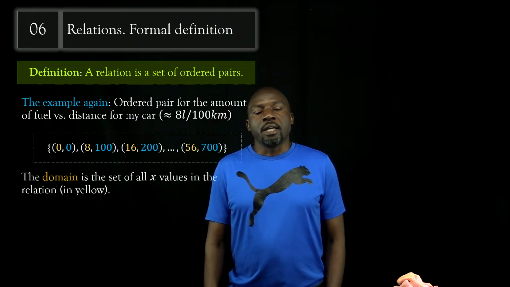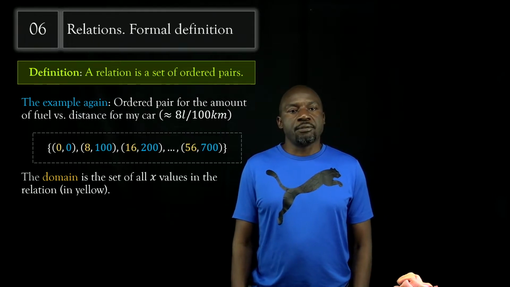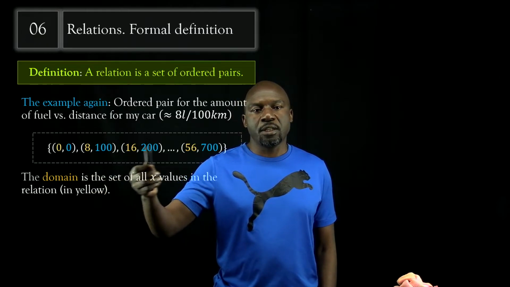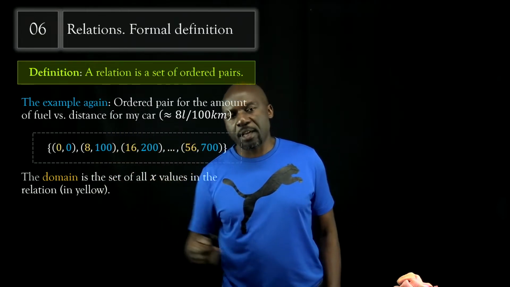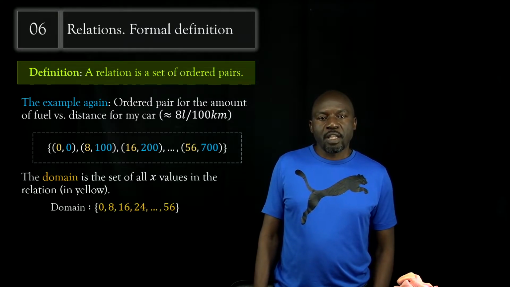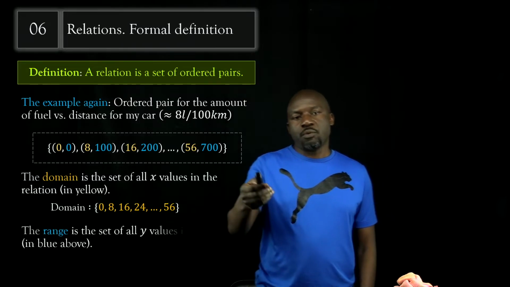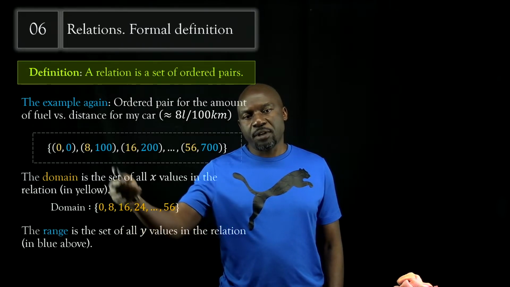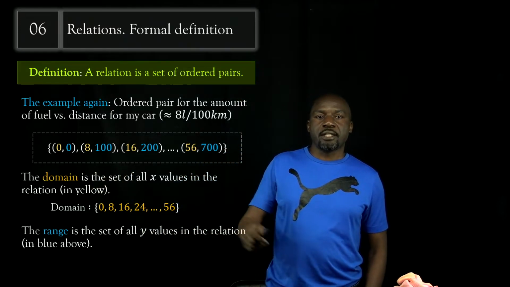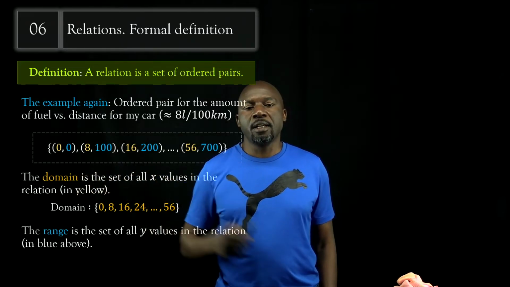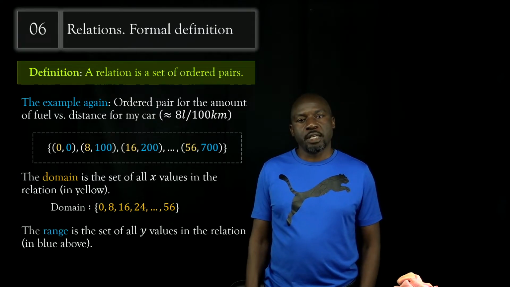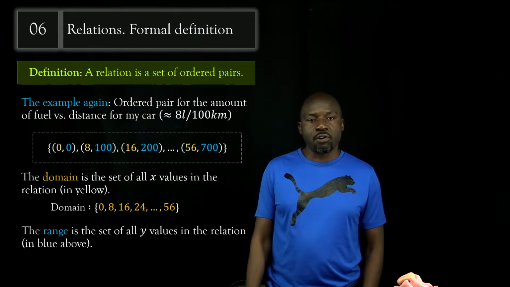Okay. In such a case, the domain is the set of all x values. So the ones in orange or yellow would represent the domain of this relation. The values of x represent the domain. They are the input. Okay, this is how we represent the domain: we put the values of x all in one line. That is called a domain. The range would be the set of the outputs, the ones in blue there, which refers to the distance that we can cover on the fuel that we put in. So that would be the range of this relation.